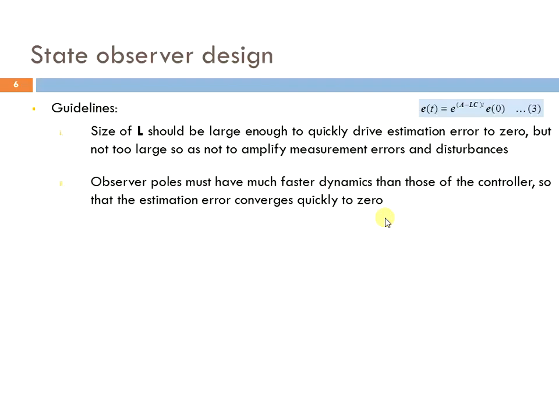The second guideline is that because we want to use the observed state vector in the state feedback control, we want to have that ready as quickly as possible, which means that the dynamics of the observer subsystem must be much faster, so that we have a sufficiently accurate state vector to implement the feedback topology.